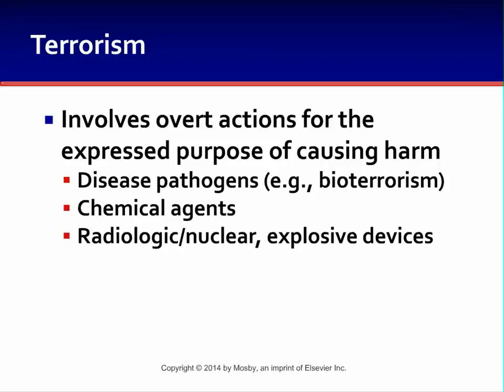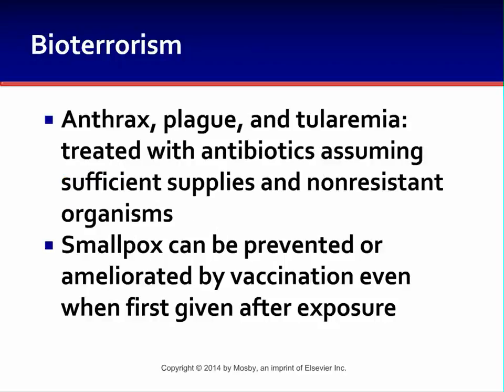Terrorism involves overt actions for the express purpose of causing harm. Disease pathogens, for example bioterrorism, chemical agents, and radionuclear explosive devices are involved. Table 69-12 summarizes general information regarding biologic agents of terrorism. The agents most likely to be used in a terrorist attack are anthrax, smallpox, botulism, plague, tularemia, and hemorrhagic fever.